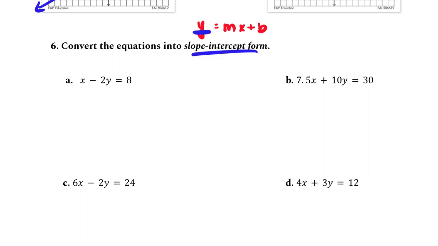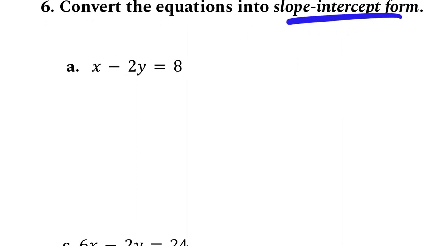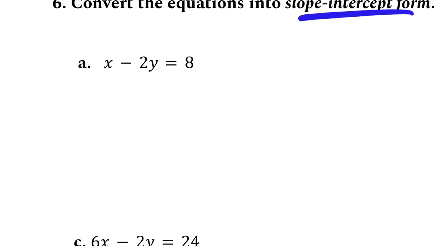Let's do the first one, a. So let's get y by itself. And to do that, we're going to need to subtract x first. Subtract x off of both sides, and we'll get negative 2y equals negative x plus 8. Now real quick, negative x really means negative 1x. It'll become clear as to why I wrote that in there in a second.